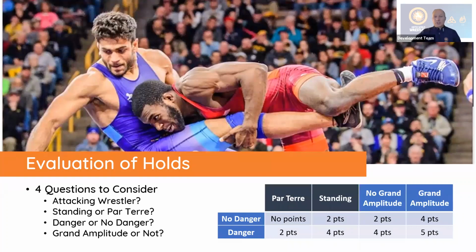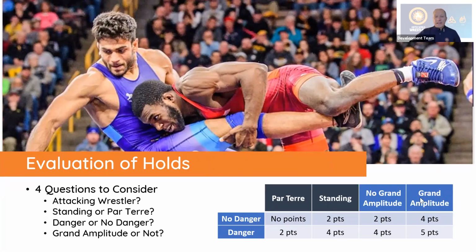Now, this again is a general chart, and certainly wrestling is very dynamic, and this may not work for every single situation that exists, but it'll work for quite a few of them. For example, I like to start with the grand amplitude or not question, because if it's grand amplitude, my only choices are 5 or 4. If it goes to danger, it's 5. If it doesn't go to danger, it's 4.